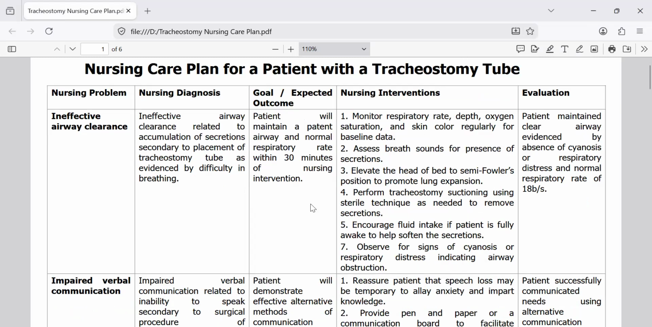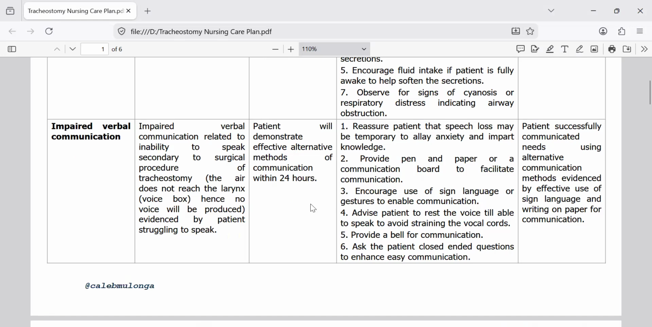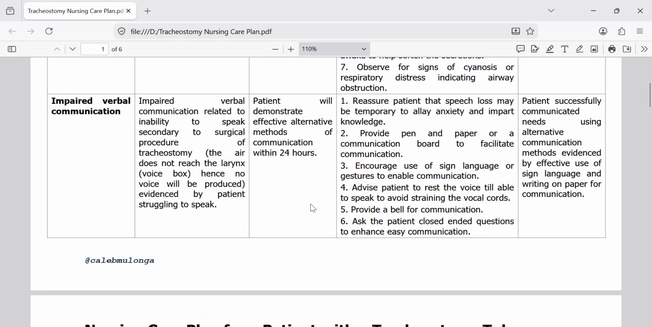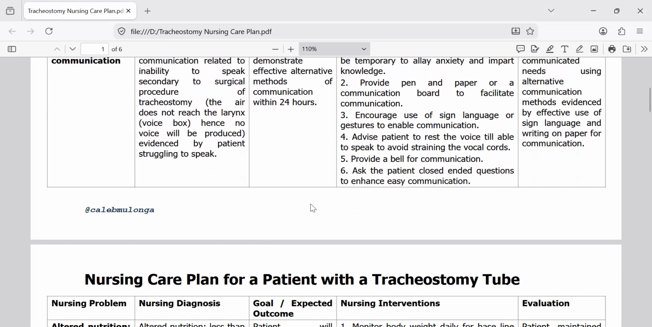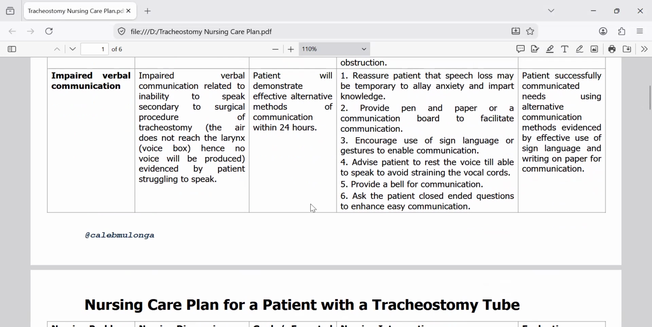So that is all on ineffective airway clearance. If you have any points, add them to the comment section, or if you have any questions. Let us move to the next one, which is impaired verbal communication.